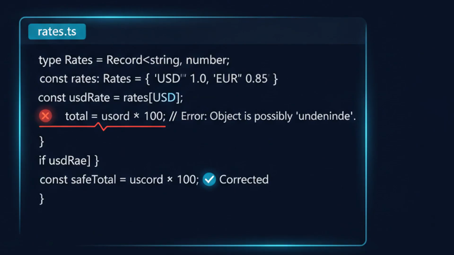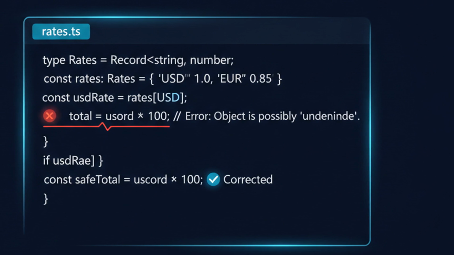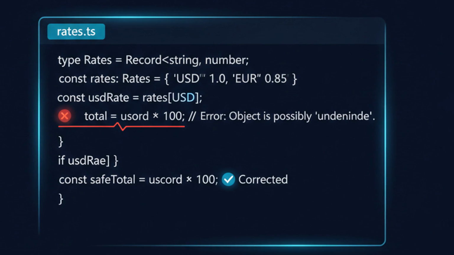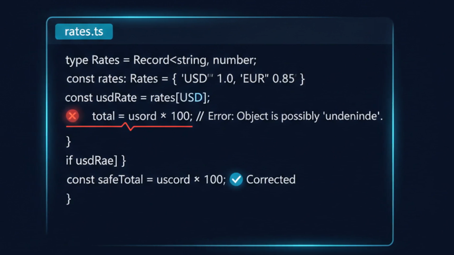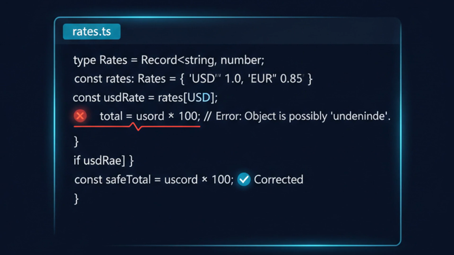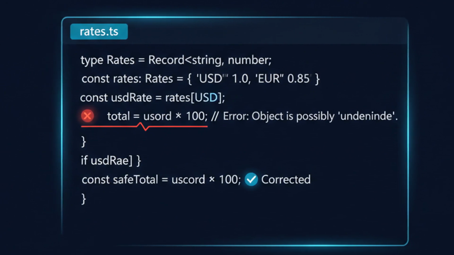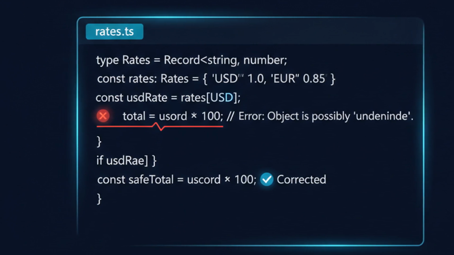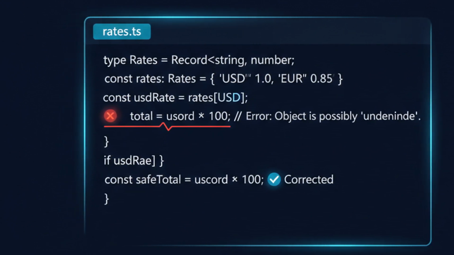The flag shines brightest with record types and object maps. Looking up a key that doesn't exist returns undefined at runtime. And now the type reflects that honestly. This single behavior prevents an entire class of cache miss and config lookup bugs. Without the flag, the compiler would hand you a confident currency object for a key that was never set. With it, you're forced to handle the miss. That's the difference between a crash in production and a graceful fallback.